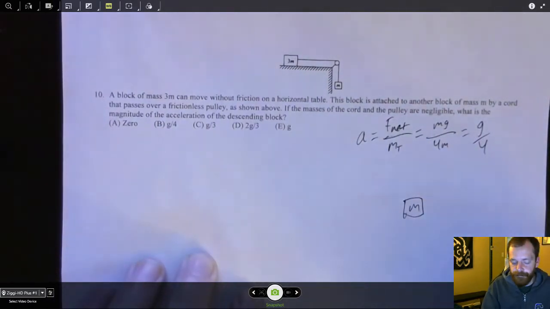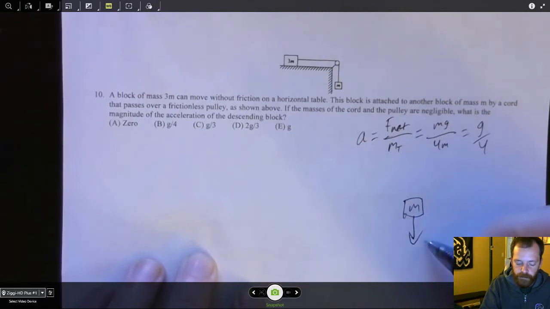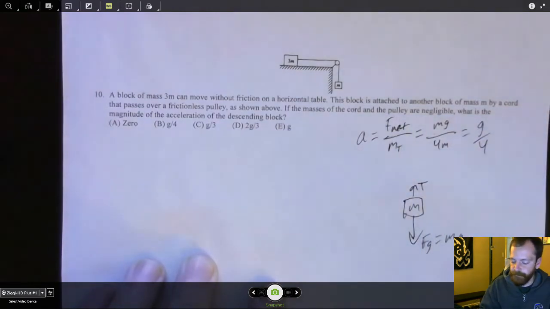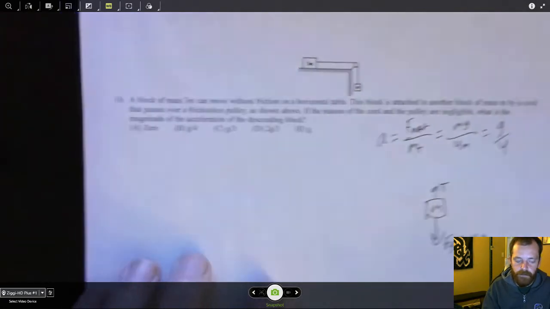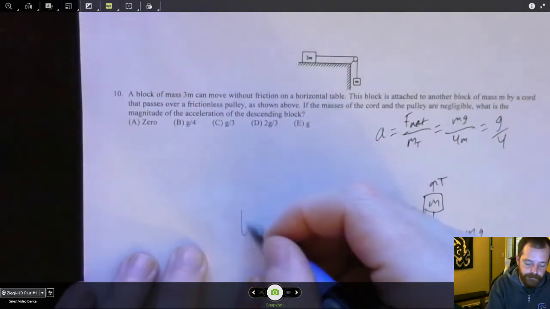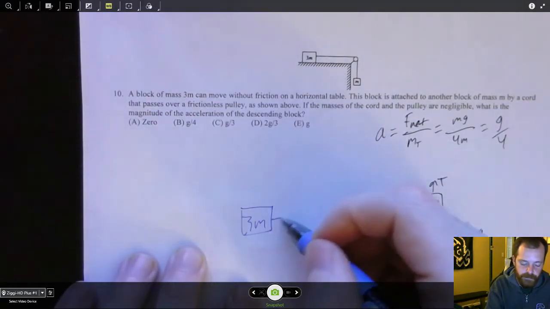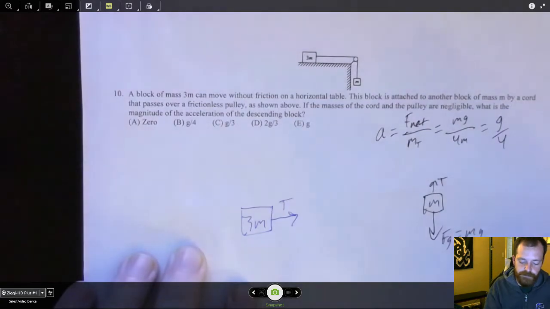So for box M, we have two forces. We have the weight, which is equal to mg, and we have the tension force going up. Now the object is accelerating downwards, so the tension force is going to be smaller than the weight. For the other box, the 3m box, we only have one force. We have the tension force, right? And that's equal to this tension force because this is a massless string. There's only one tension provided.